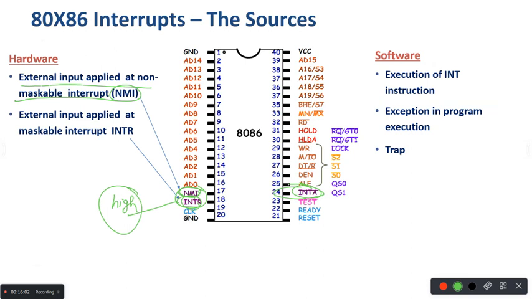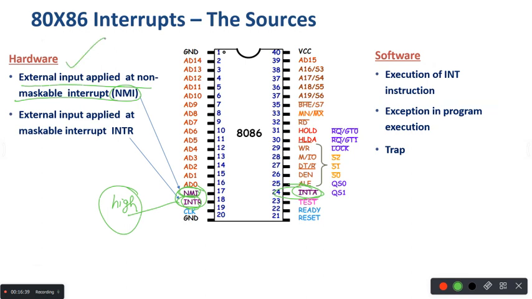So the moment a high signal is given to this, your interrupt flag will automatically become 1. Your interrupt flag will be set, from which the microprocessor will understand that there is an interrupt coming in. So the interrupt flag is also very important for this. The setting and resetting of the interrupt flag will go through this. This is about hardware interrupts.